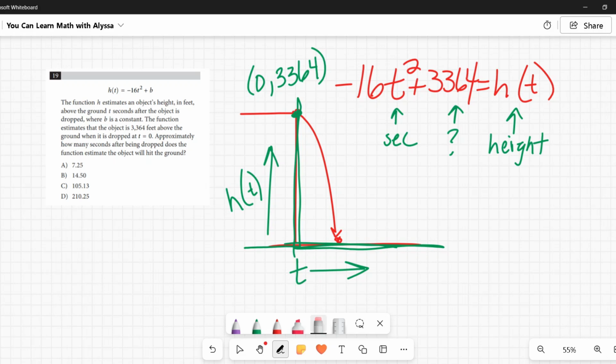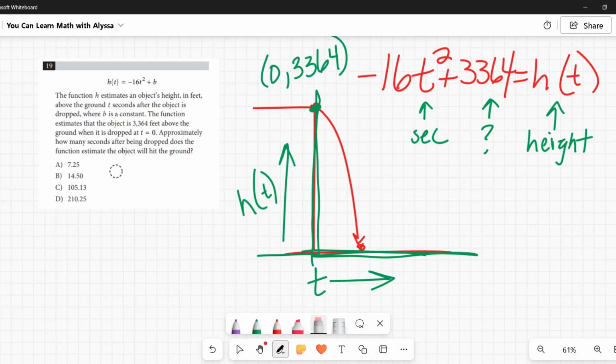All right, back to our description again. Approximately how many seconds after being dropped does the function estimate that the object will hit the ground? Well, what do we know about the height of the object when it hits the ground? When it's dropped, it's 3,364 feet above the ground. When it hits the ground, it is at 0 feet above the ground.